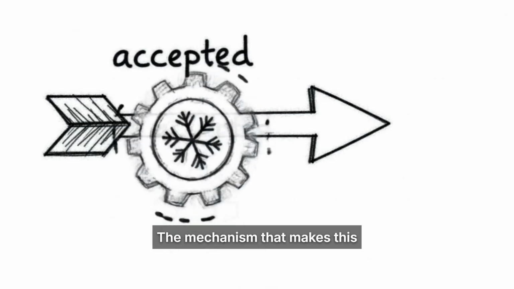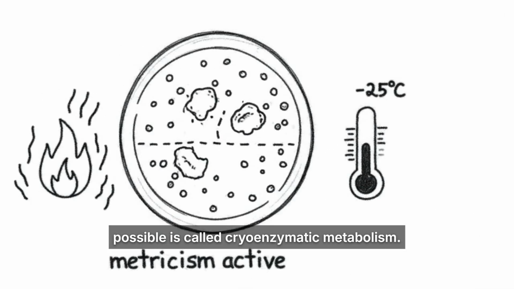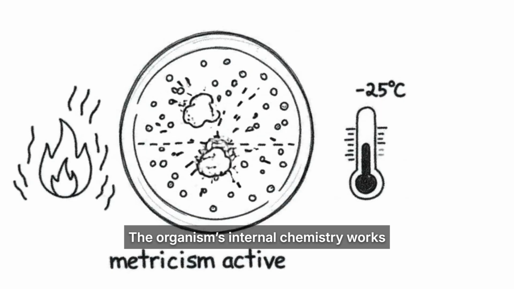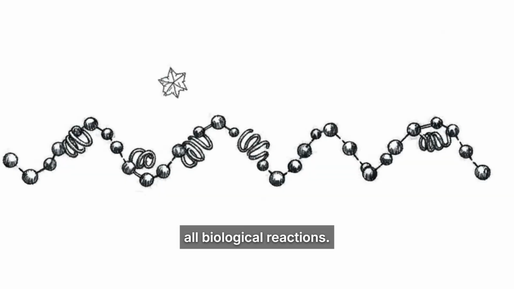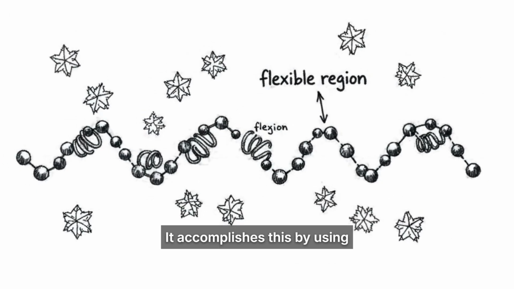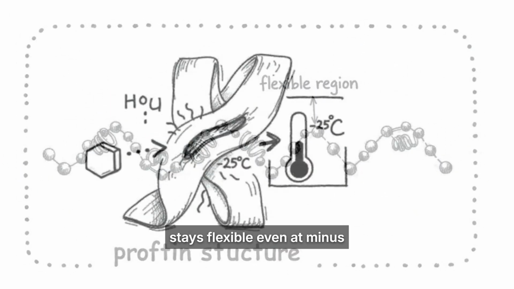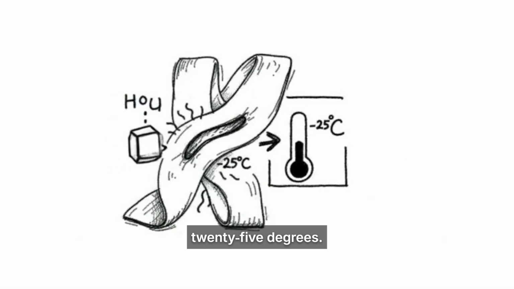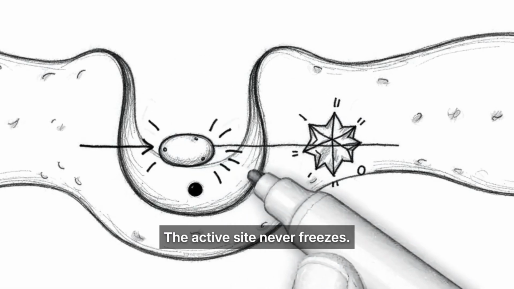The mechanism that makes this possible is called cryoenzymatic metabolism. The organism's internal chemistry works at temperatures that should stop all biological reactions. It accomplishes this by using a unique protein structure that stays flexible even at -25 degrees. The active site never freezes.